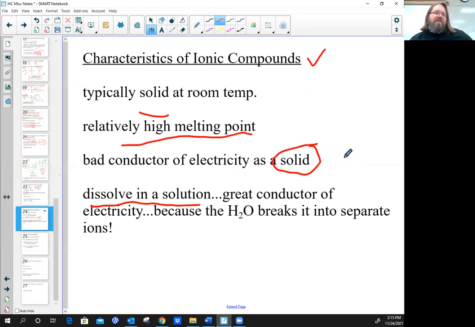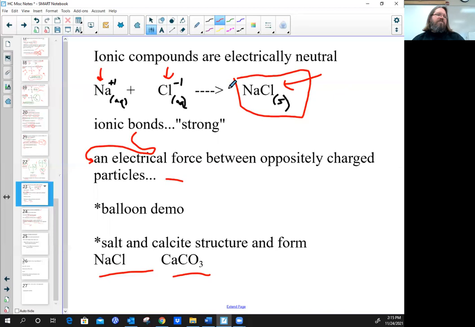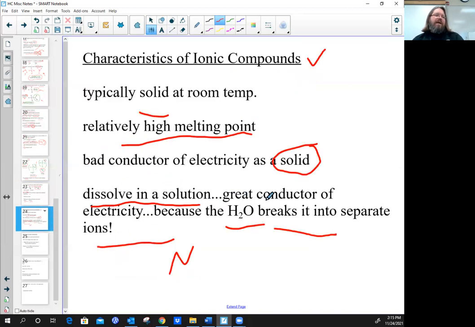As a solid, they will not conduct electricity very well, but when you dissolve them in a solution, especially water, it breaks apart ionic compounds into their separate ions. So solid sodium chloride will break back down into sodium and chloride ions in a solution. So when you dissolve ionic compounds into solution, they become great conductors of electricity, okay? So they have some varying characteristics depending on which form they're in.